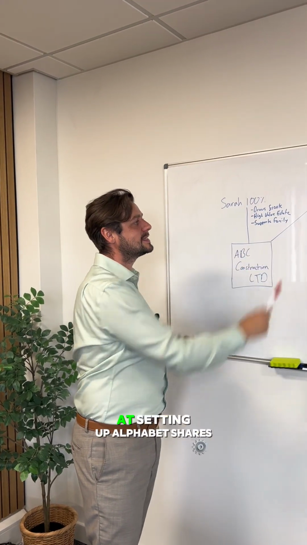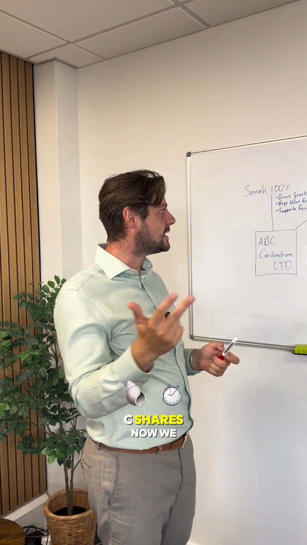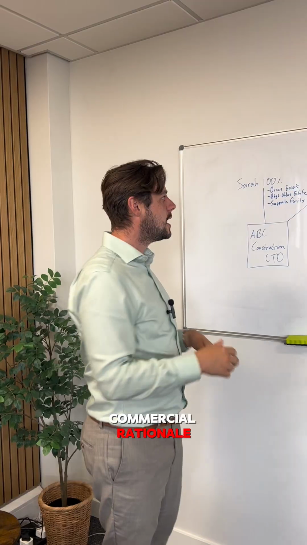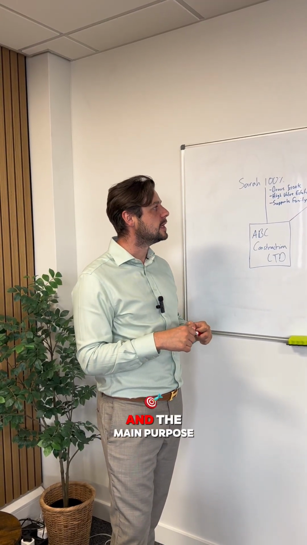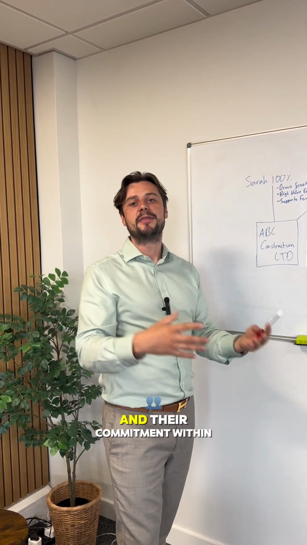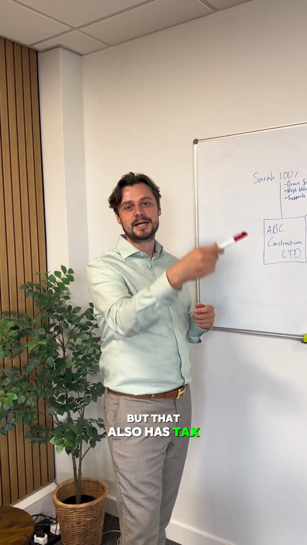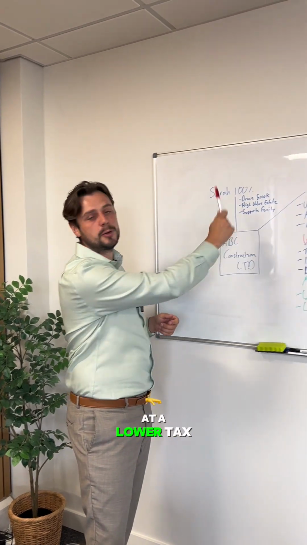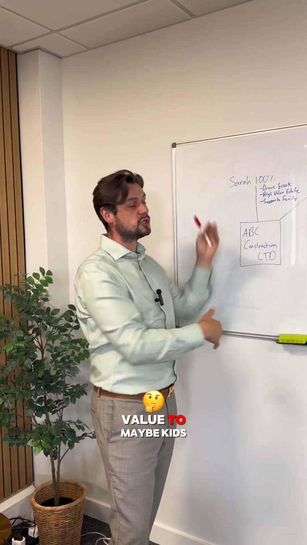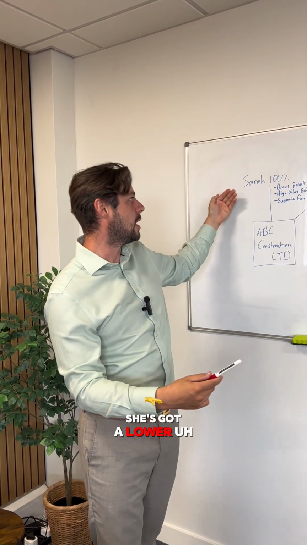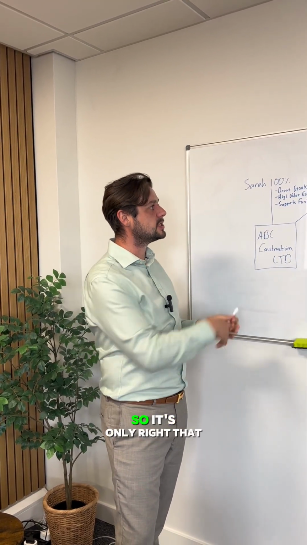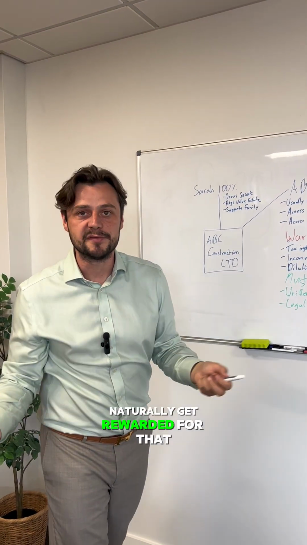What we can do is look at setting up alphabet shares, which are A, B, C shares. We can allocate these to family members. Again, they must reflect real commercial rationale. The main purpose of these shares is to reward the family members for their work and commitment within the business, but that also has tax planning advantages. For example, they can get paid at a lower tax rate than Sarah's currently withdrawing at. We can allocate some of the estate, or some of the value, to maybe the kids earlier on. That means she's got a lower estate and IHT bill that would be passed down, and given that she supports the family, it's only right that they potentially get rewarded for that.